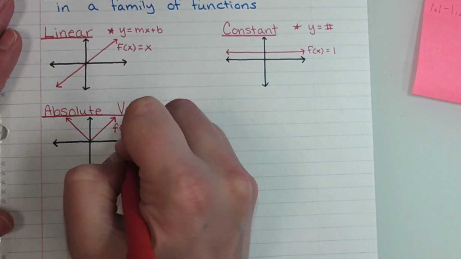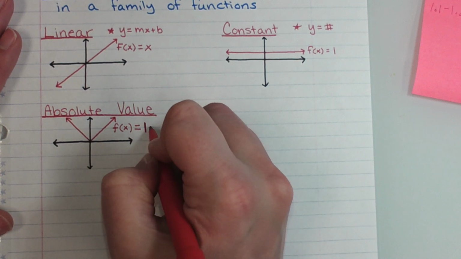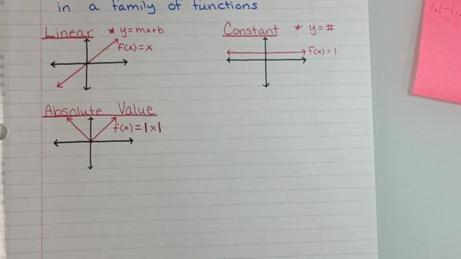It is f of x is equal to absolute value, which looks like those vertical bars surrounding something. And I tend to make them a little bit darker just to emphasize that they are absolute values and not ones.